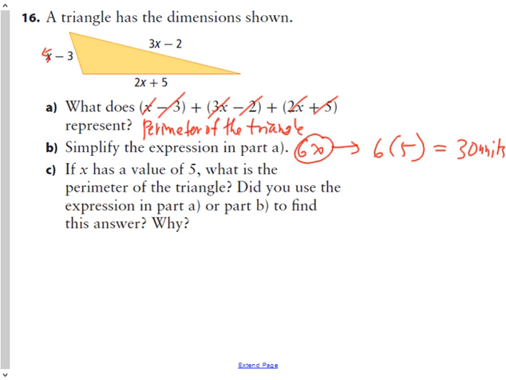into it. So instead of being x minus 3, this whole side here will be 5 minus 3, which is 2. This side here would be 3 times 5 minus 2, which is 15 minus 2, which is 13. And this side here is 2 times 5 plus 5, which is 10 plus 5, which is 15. And a 2 plus a 15 and a 13 still make 30 units.